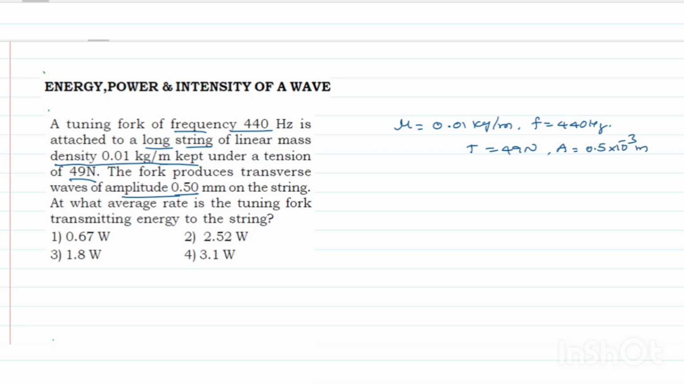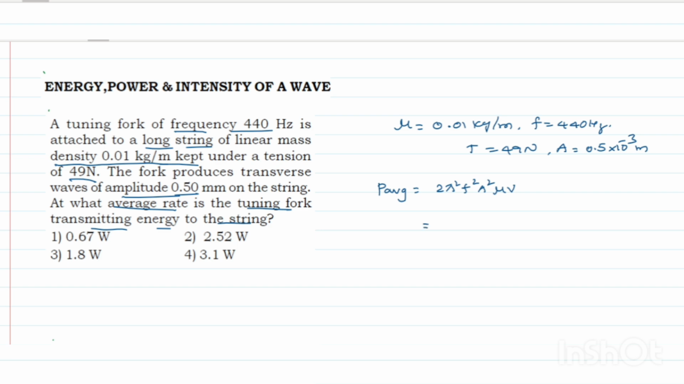At what average rate does the tuning fork transmit energy to the string, they are asking. Means indirectly they are asking the power, energy per unit time. So the average power formula is 2 pi square f square a square into mu into v. Here you just substitute these values.